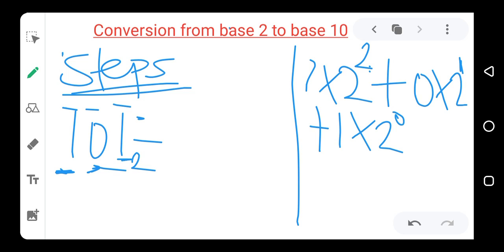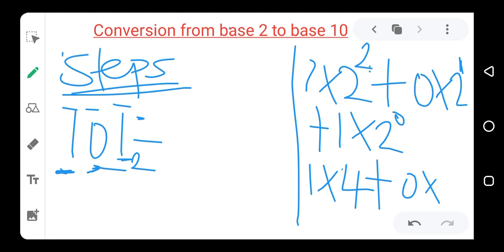Now the second step, we find the powers. That is, we say 2 raised to power 2, 2 raised to power 1, and 2 raised to power 0. Now this one becomes 1 times 2 raised to power 2, which is 4. So that becomes 1 times 4 plus 0 times 2 raised to power 1.